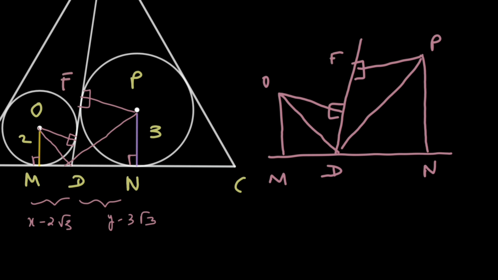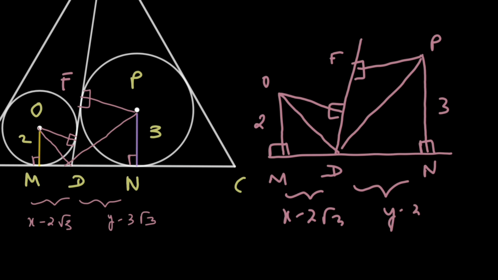This was already F labeled in the first part, remember. Okay. So the same thing I have drawn over here. And these two angles are 90 degrees also. Okay, this length is 2, this length is 3. The length of MD we have, that is x minus 2 square root of 3. The length of DN is y minus 3 square root of 3.